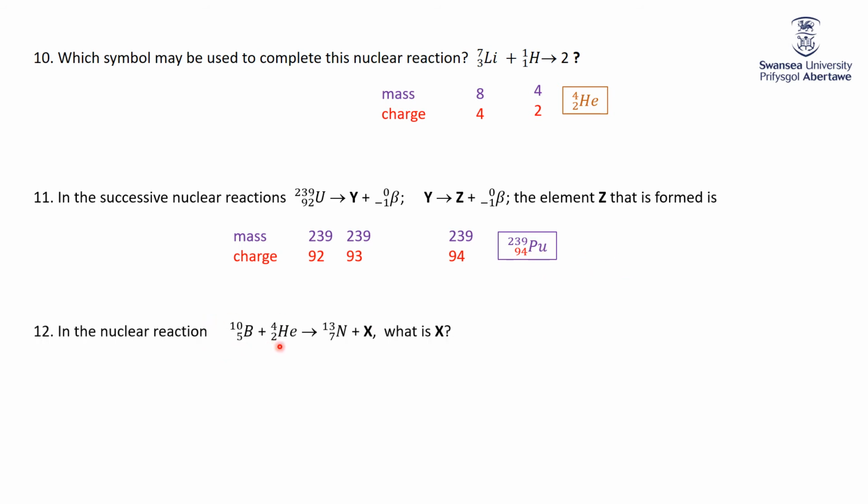Nuclear reaction here, what is X? Well, again, mass on the left is 14, charge on the left is 7. So the mass on the right has to be 14, the charge has to be 7. Right now we've got 7, that's fine, so X doesn't have any charge, but we need another mass. So X is mass of 1, charge of nothing, otherwise known as a neutron.